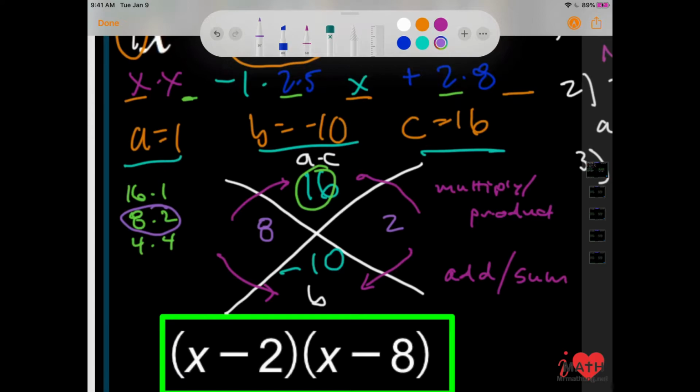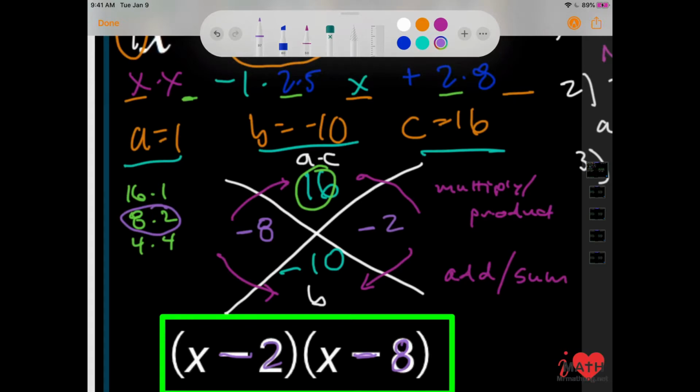And then you think of the combination. You can make them positive and negatives. Well, if I multiply a negative times a negative, that equals a positive 16. And if I add negative 8 plus a negative 2, that gives me a negative 10. So those two numbers, you take negative 8, notice the order does not matter, and negative 2.